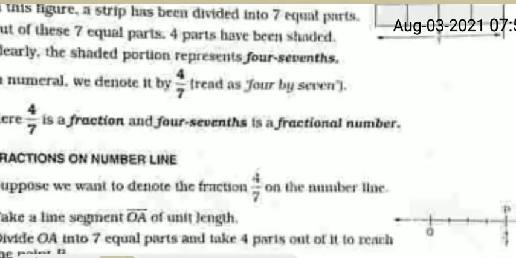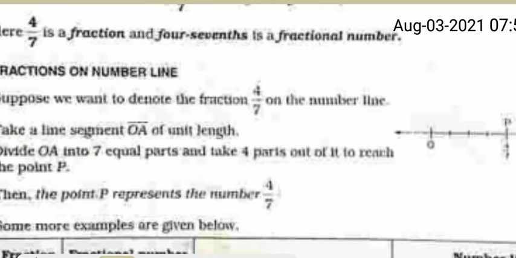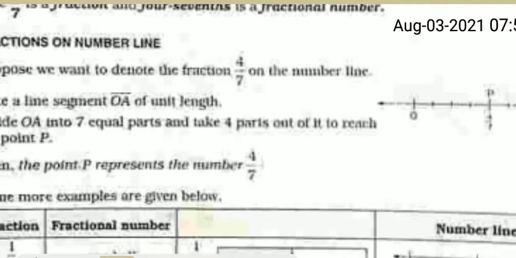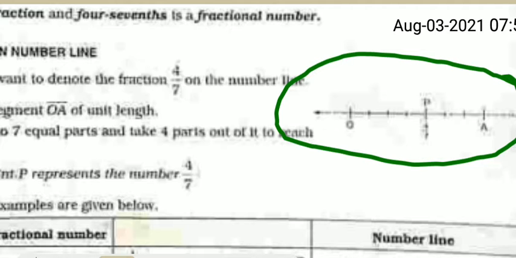Now how can we plot a fraction on a number line? Suppose we want to denote the fraction 4/7 on the number line. Then first of all, take a line segment OA. You can see that here this number line OA is taken. Okay.